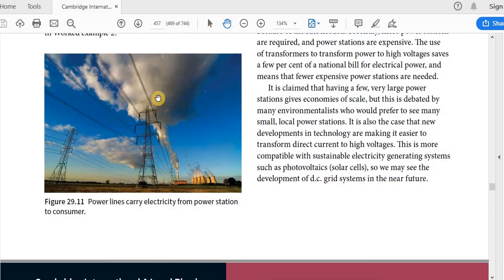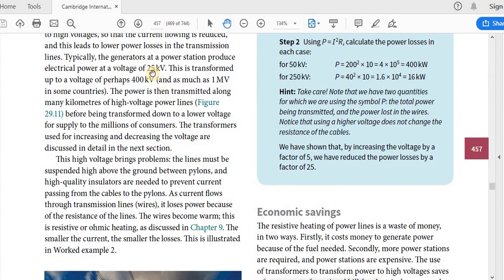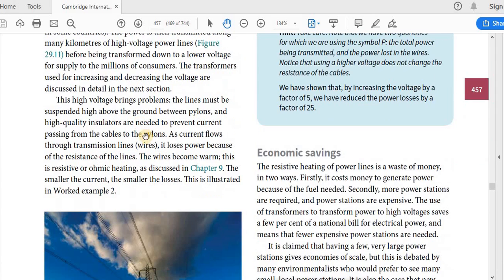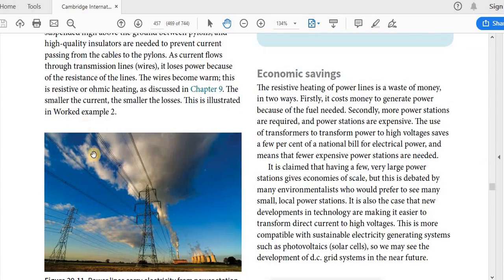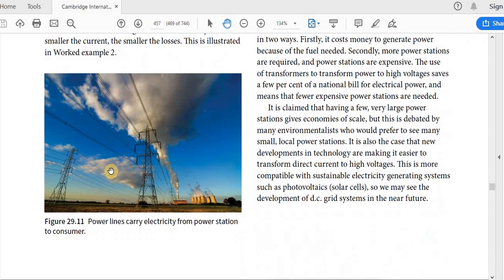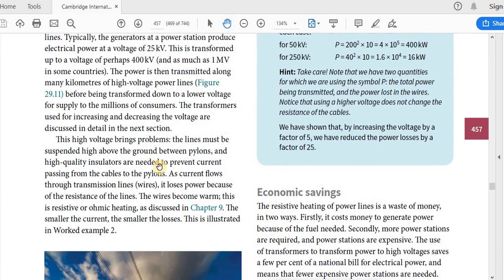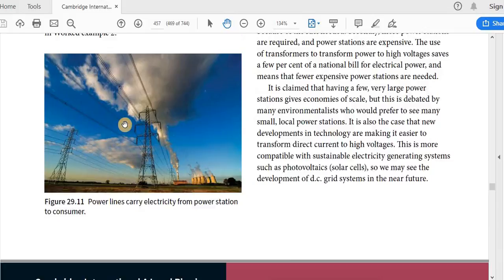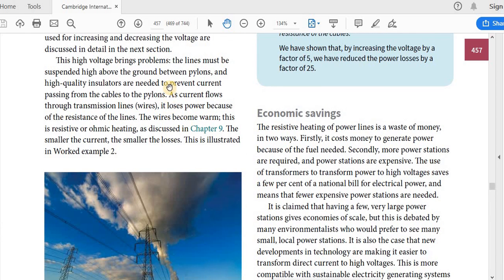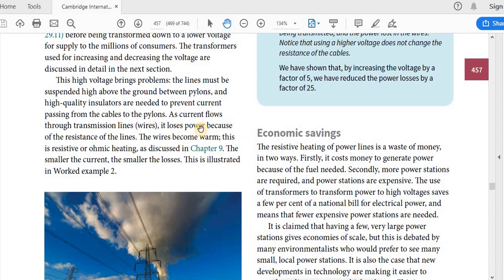Figure 29.11. You can see that here. So here is the power station. You use a step-up transformer to increase the voltage from 25 kilovolts to 400 kilovolts, and then it is transmitted at that high voltage through these cables. Power lines carry electricity from power station to consumer. So that's what I told you, the example from the power station to your home, where you are the consumer. The home is the consumer.